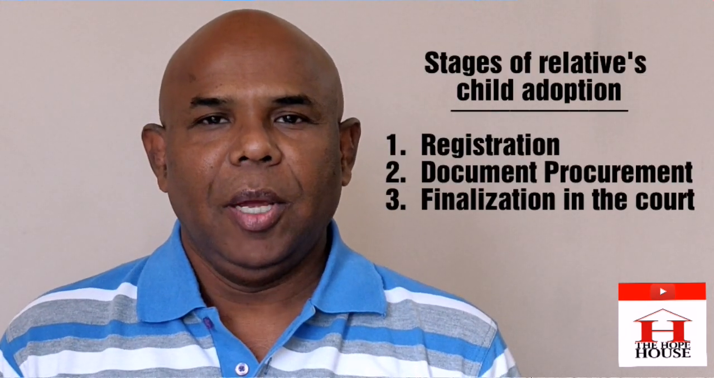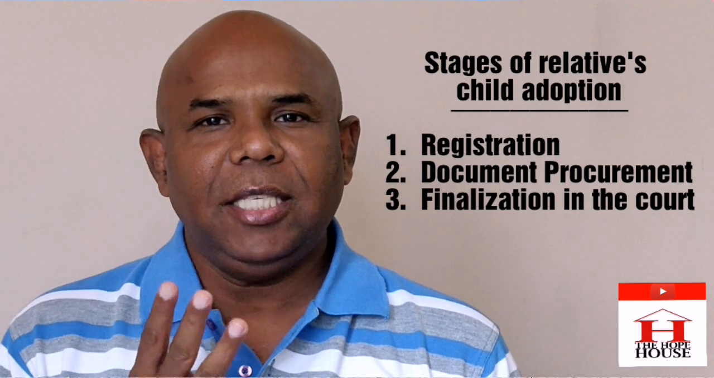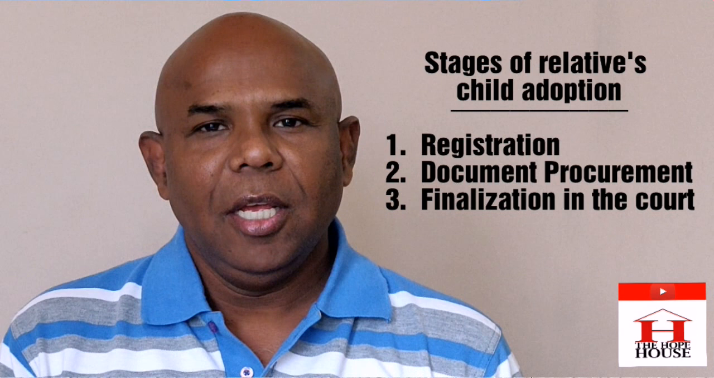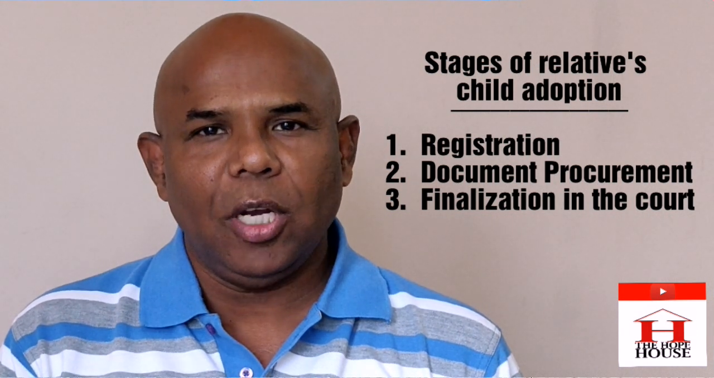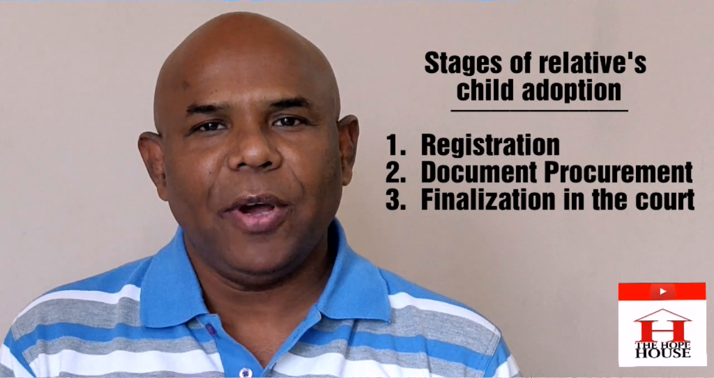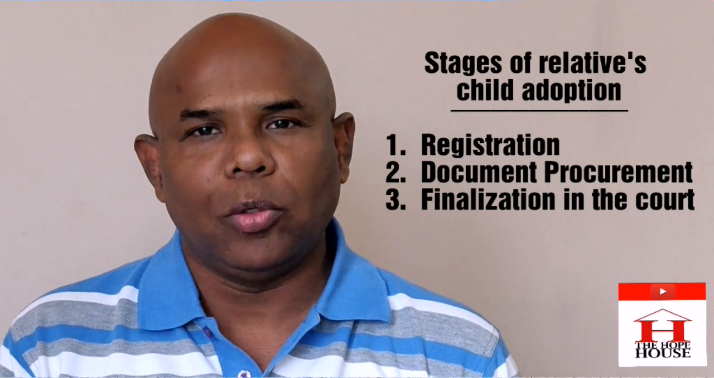Now let's look into how to do this adoption. Primarily, there are three stages. The first stage is called registration. The second stage is called document procurement. The third stage is called finalization of adoption in the court.